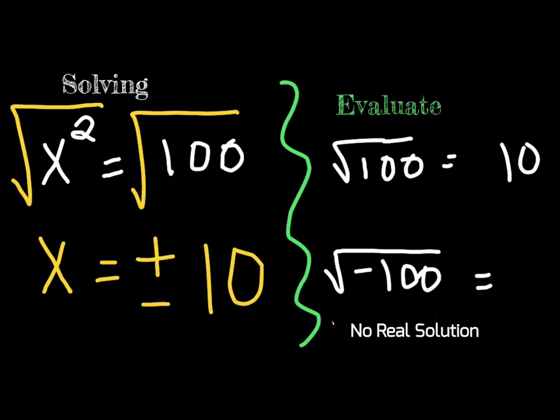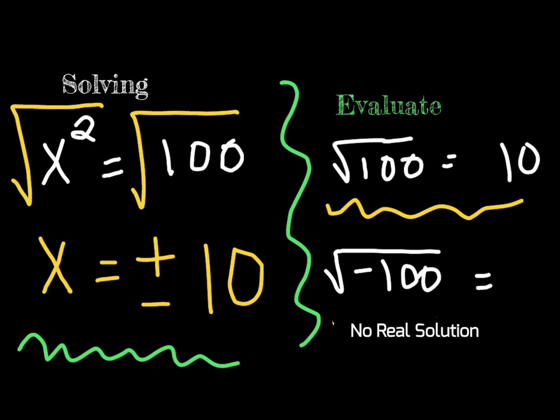So when we're solving, as you can see, x equals plus or minus 10. But when we're evaluating, as you can see, you could either have the square root of 100 equals 10, or the square root of a negative 100 is impossible to do at this time, so we're going to write no real solution. And this is the difference between solving and evaluating.